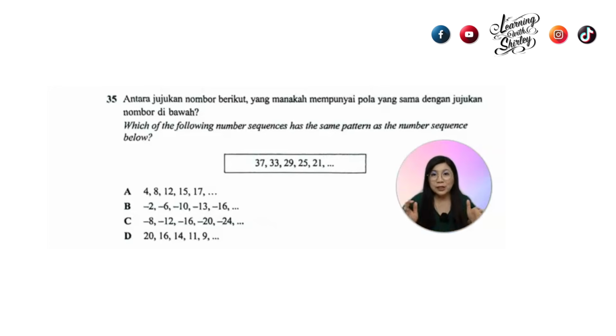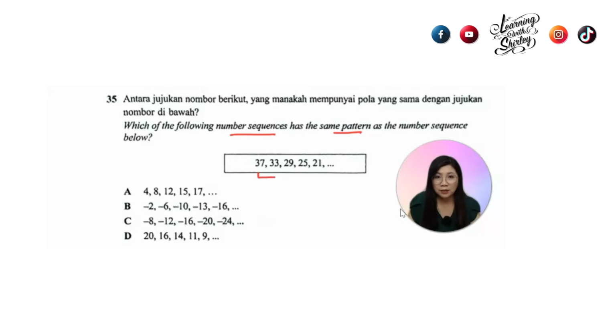Now let's look at question 35. Which of the following number sequences has the same pattern as the number sequence below? So they give you a number sequence. The numbers go from the biggest to the smallest. So we need to find the common difference. We're going to find the common difference.